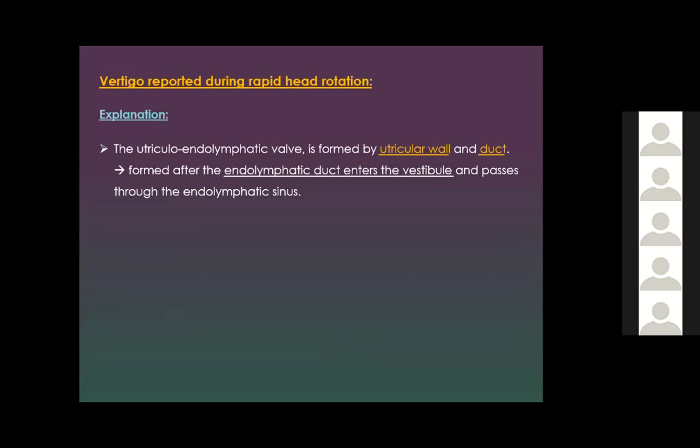Regarding rapid head turn, as mentioned in anatomy, we have the utricular tubule and saccular tubule joined together forming the endolymphatic duct. The entrance of the utricle with the endolymphatic duct forms a valve-like action or sphincter. This gives more protection against the transmission of CSF pressure to our sensory elements in the cochlea and vestibular system. This valve action isn't present in an EVA patient due to widening of the canal. So the utricular endolymphatic valve is formed by the utricular wall and the duct formed after the endolymphatic duct enters the vestibule and passes through the endolymphatic sinus.